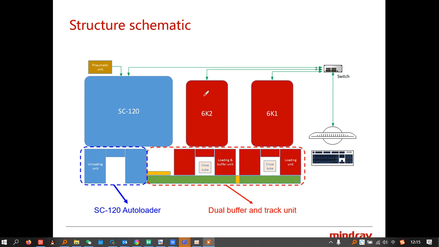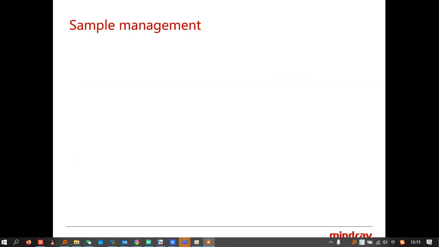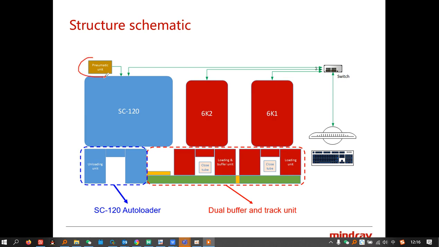And different parts of the version 1: SC120 version 1, the 6K1, 6K2, and the autoloader of the SC, and the dual buffer and check unit of the analyzer. Right. And there is only one pneumatic unit. It can supply the pressure and negative pressure to the SC and the check.